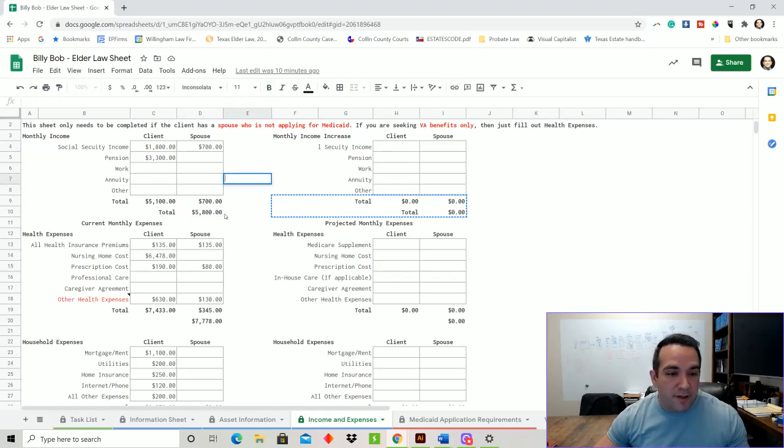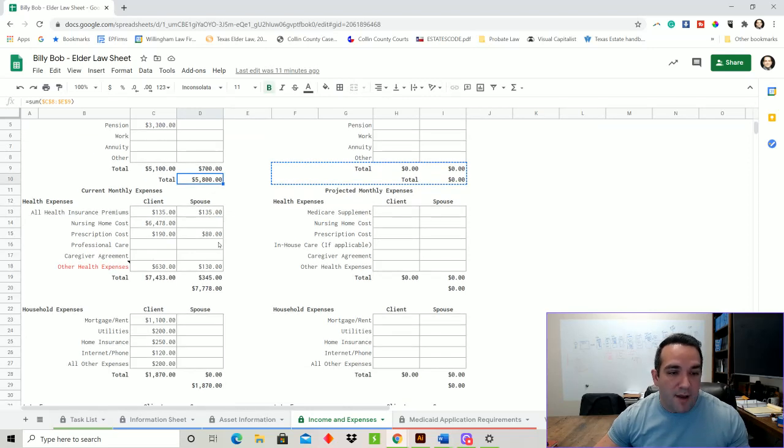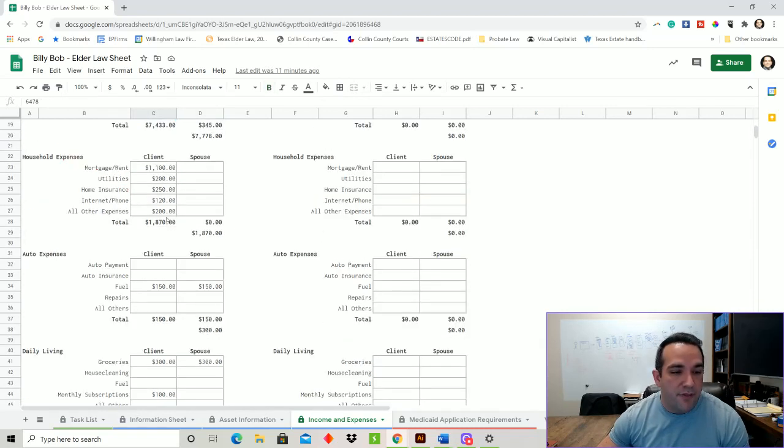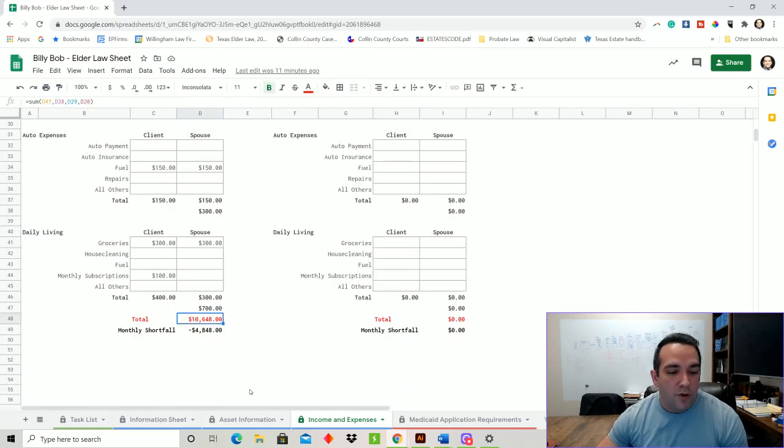Most people don't. But let's say those people are bringing in a high amount, because actually making more makes it harder for me to get people on. We have $7,000 of monthly expenses for health care because he's now in a nursing home. It's costing $6,478 a month. Household expenses cost them about $1,800 a month. They have a total monthly expense now of $10,000, a shortfall of $4,848.